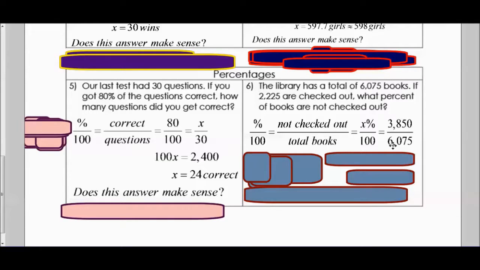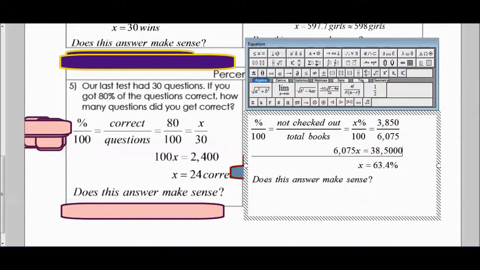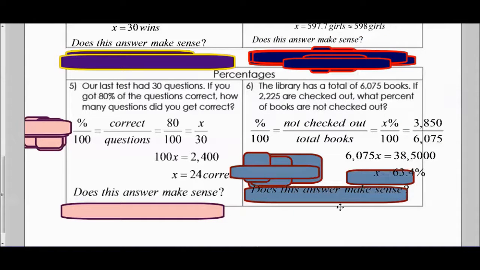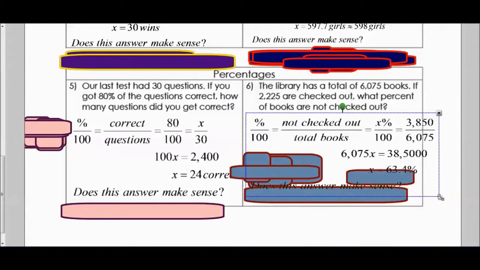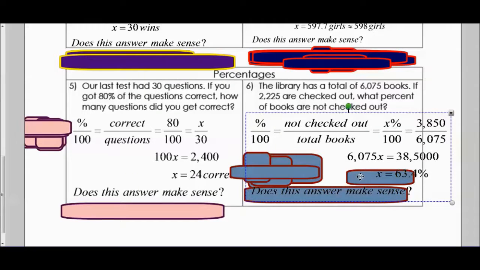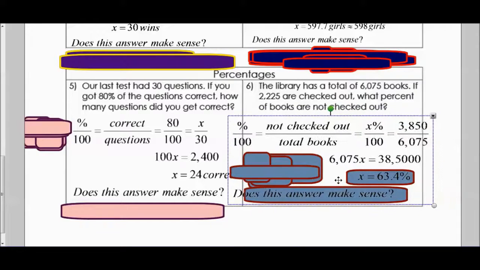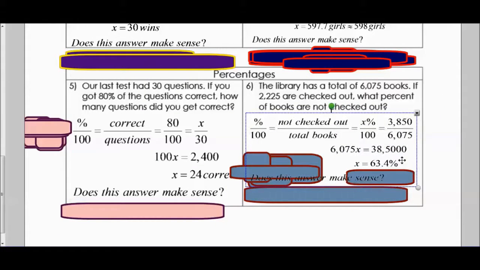Our first step is cross multiplying. Multiply here, we get just that as the coefficient, 6,075. And here we multiply, really just adds 2 zeros onto that. Actually, that means we need a second 0 on there. And our answer kind of just popped up there, but we're going to go with that. So our answer is 63.4%. Our last step was to divide by this number, and we get 63.4.